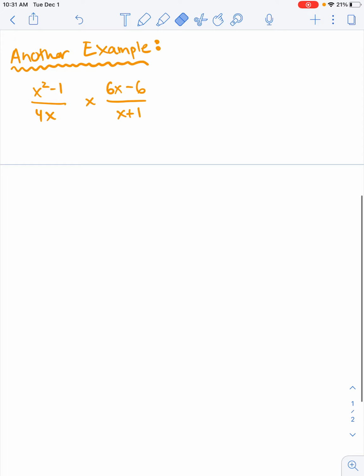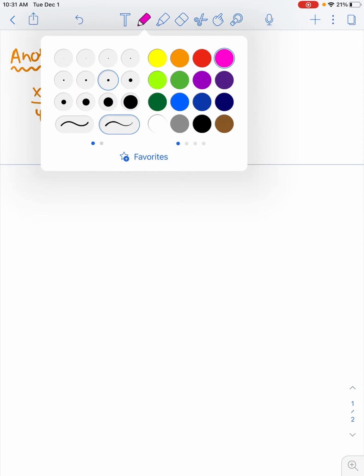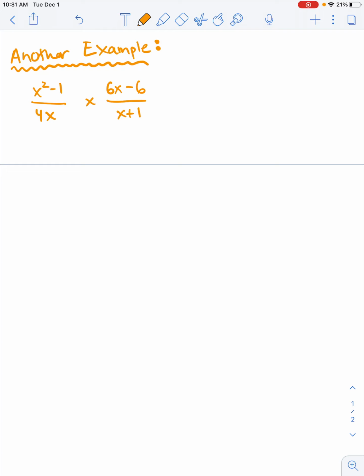Okay, here's another example. Give it a try on your own, and then unpause the video, and I'm basically just gonna talk through what I'm doing as I do it. So first thing I'm gonna do is factor. X squared minus 1 can factor into x minus 1 times x plus 1. For 2x, that's 2 times x. And 6 times x minus 1, but 6 can factor into 2 times 3. And then x plus 1 can't factor.